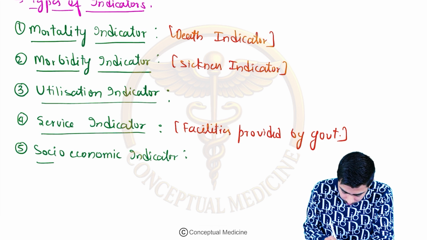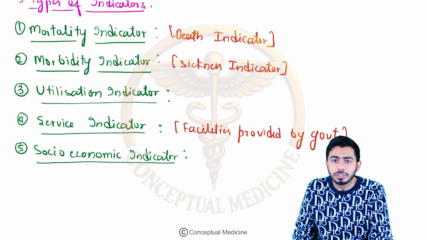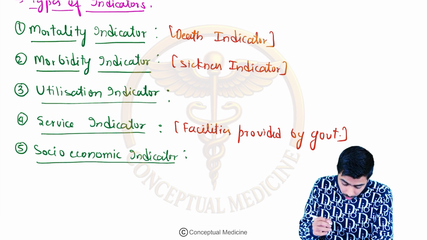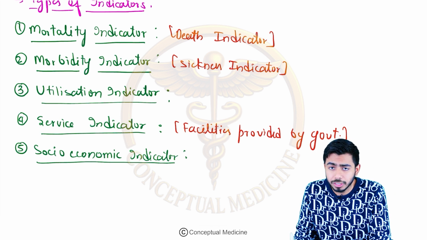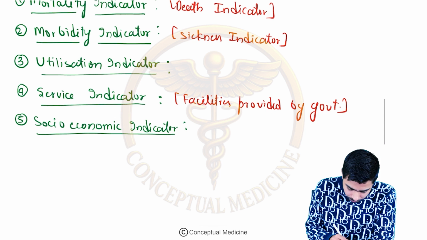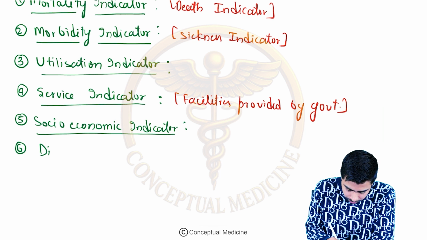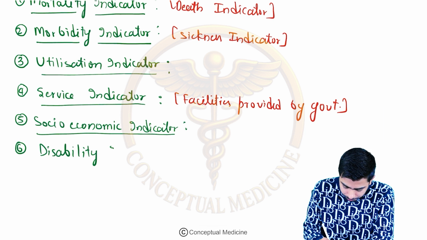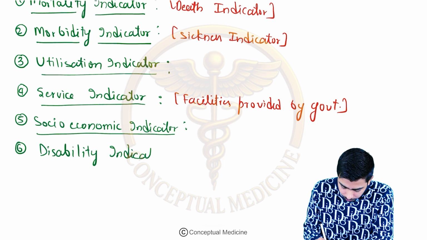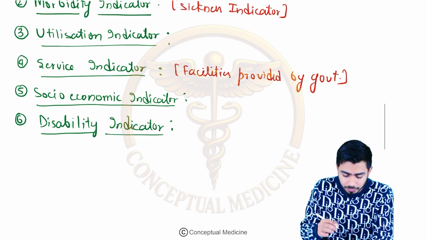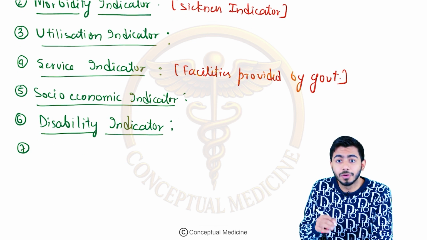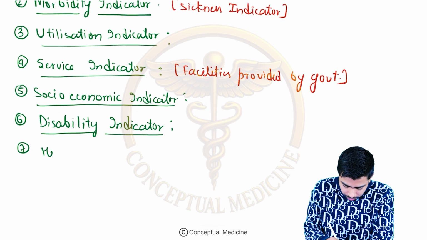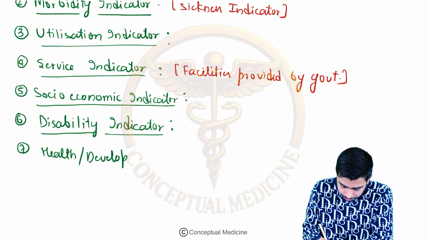Socio-economic indicator. Okay, this is a very important one, right? Among all the indicators, socio-economic indicators play a very important role. Now then we have the disability indicator. Disability indicator, fine. And then the next one we have is the health or development indicators.